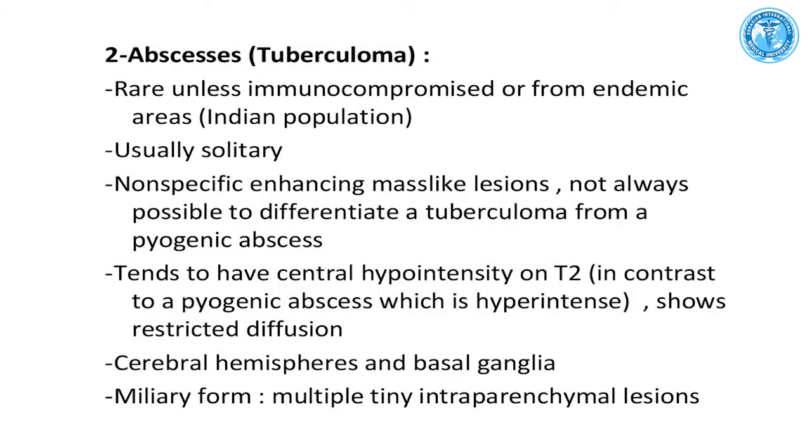Abscesses or tuberculoma are rare unless immunocompromised or from endemic areas. They are usually solitary, non-specific enhancing mass-like lesions, and it is not always possible to differentiate tuberculoma from a pyogenic abscess. Tuberculoma tends to have central hypointensity on T2, in contrast to a pyogenic abscess which is hyperintense and shows restricted diffusion. Locations include the cerebral hemispheres and basal ganglia. The miliary form shows multiple tiny intraparenchymal lesions.